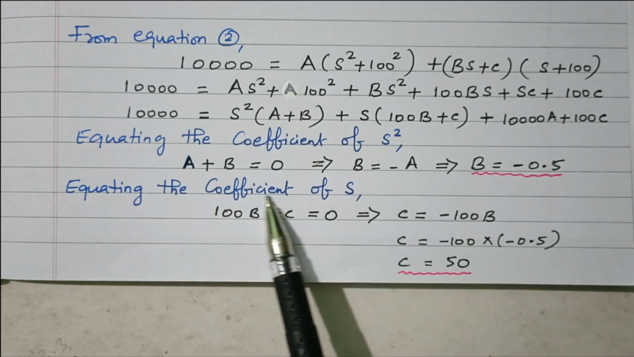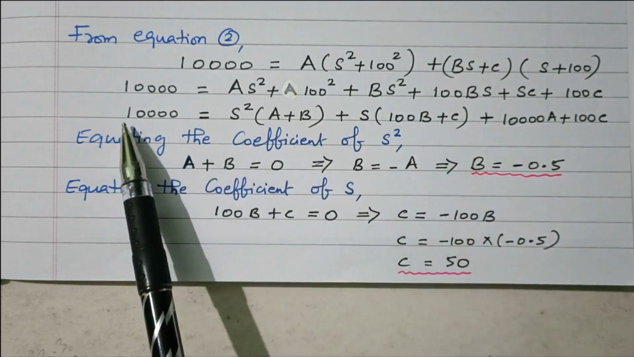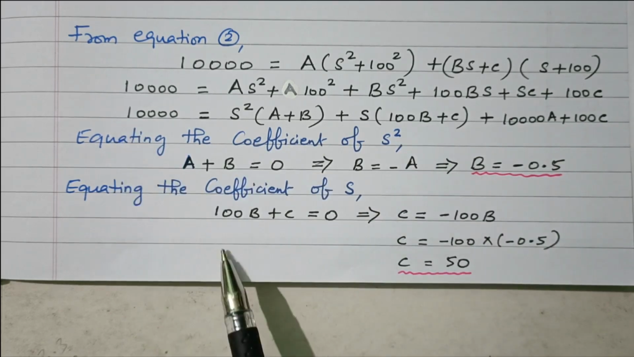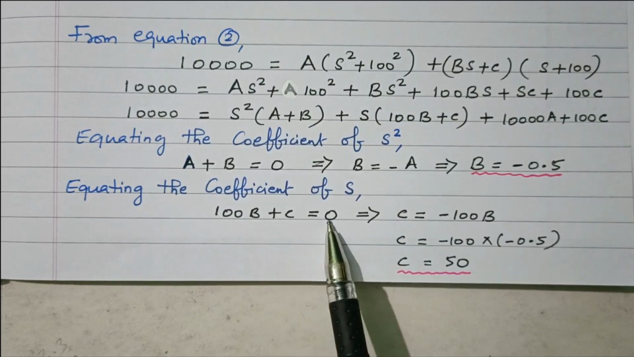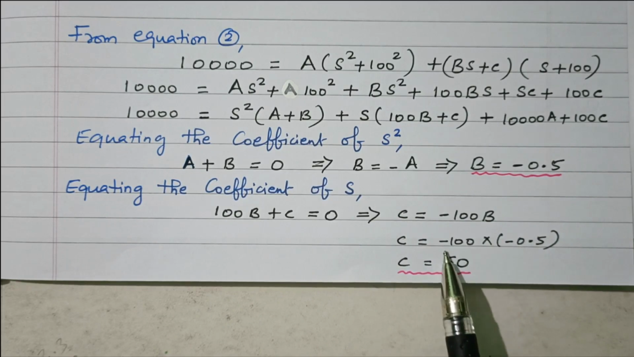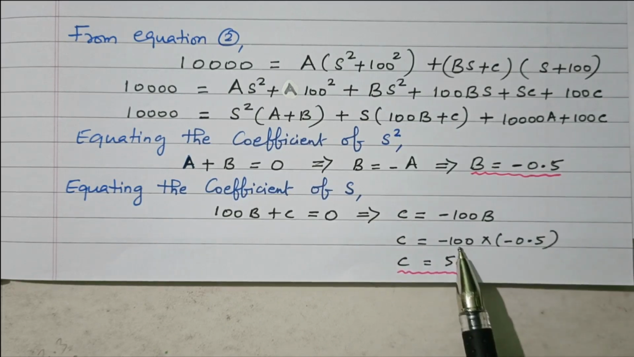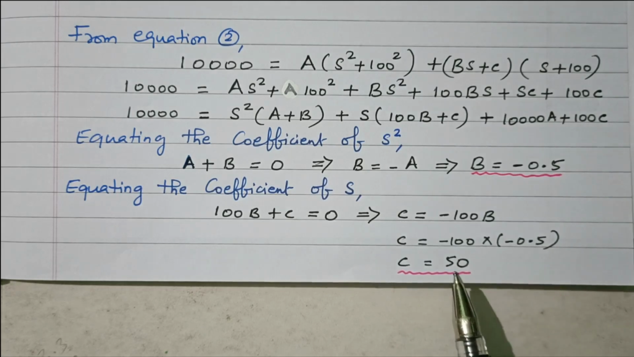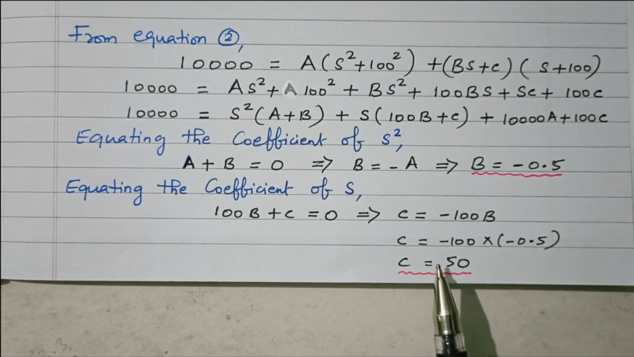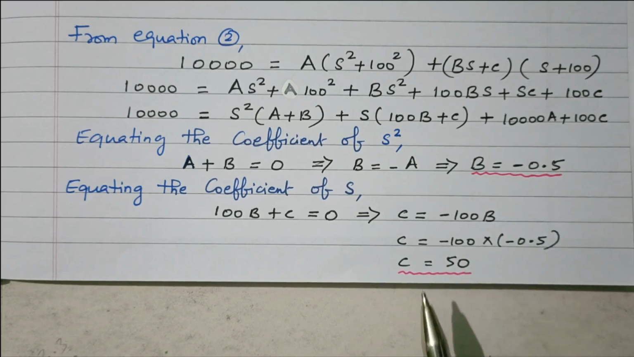Similarly equating the coefficient of s, 100b plus c. So here the s coefficient is not available. So 100b plus c equal to 0. So c equal to minus 100b. So minus 100 into b, that is minus 100 into minus 0.5, is 50. So now we calculated the value of a, b as well as c. A is 0.5, b is minus 0.5, c is 50.